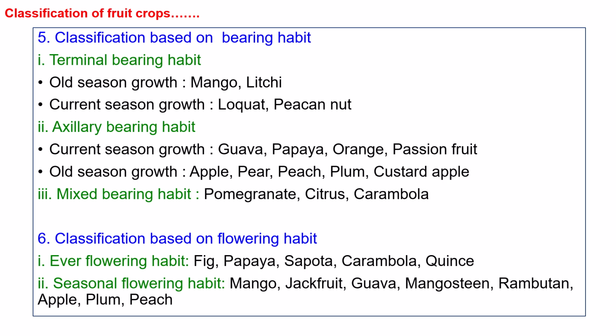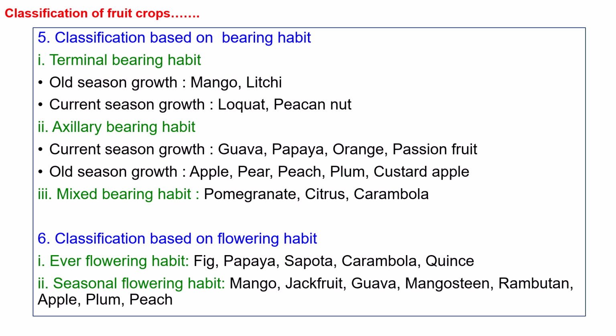Then classification based on bearing habit. So terminal bearing and axillary bearing, and in terminal bearing also there will be all season growth, the flowering and fruiting will be happening on the past season growth, and in some crops it will be happening in the current season growth. So example is given here.